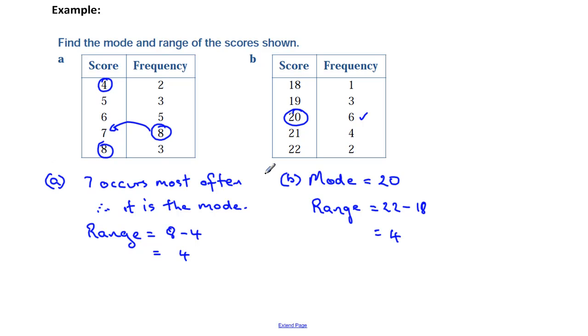And that's it. That's how you work out the mode and the range. Quite an easy concept, and it's one you need to practice.